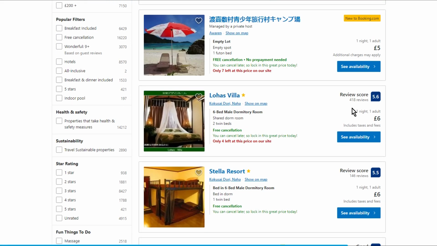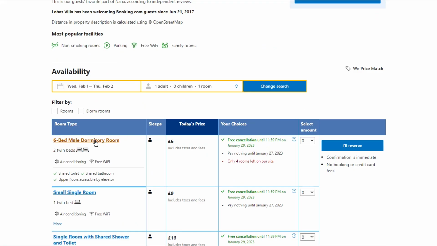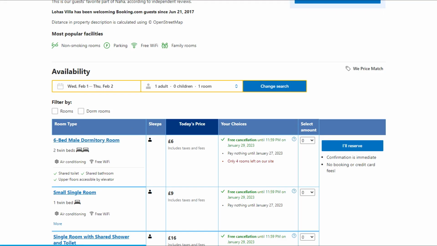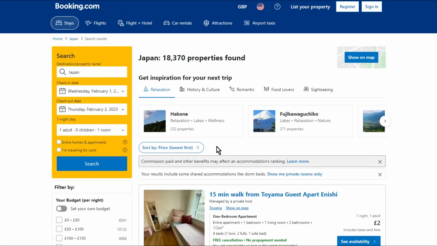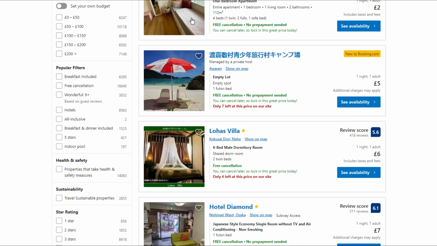Lohas Villa, £6. Not looking very good on the reviews, that one. That's a dormitory. And those pictures of it don't tell me a thing. Yeah, these are all dormitories. Let's get rid of the dormitories now. And this one I think is going to be your cheapest private room, not counting that other one.